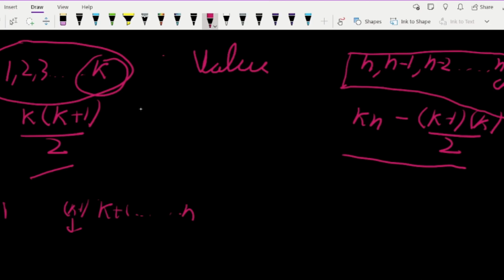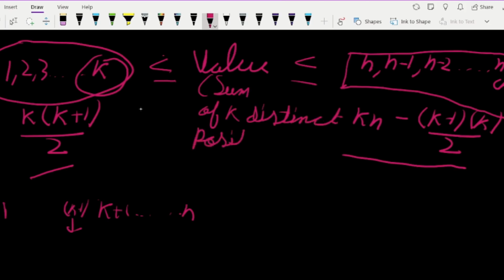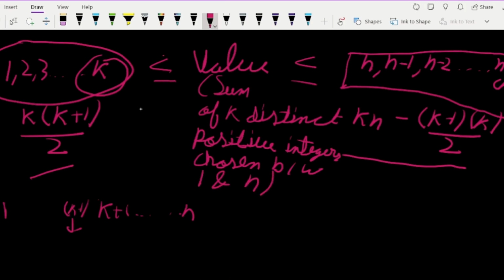So this is how we have just proven that the sum of k distinct positive integers chosen between 1 and n will lie between this range and this range. So I have shown you that the sum of k distinct positive integers chosen between 1 and n will lie between this and this sum.